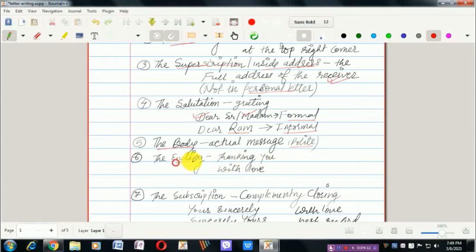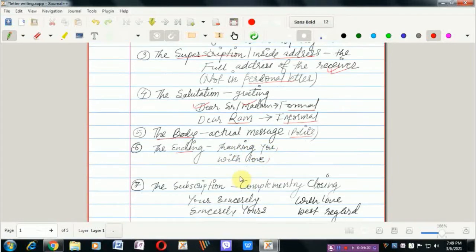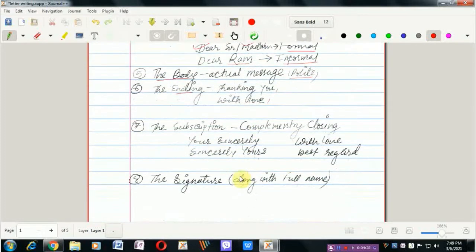We have to write in a simple language. And then comes the ending. You can end your letter with terms like thanking you or with love, etc. After that there comes the subscription. It's also called the complimentary closing, such as yours sincerely or sincerely yours in a formal letter. And in an informal letter we can write with love, best regards, etc. And at last there comes the signature of the sender of the letter.